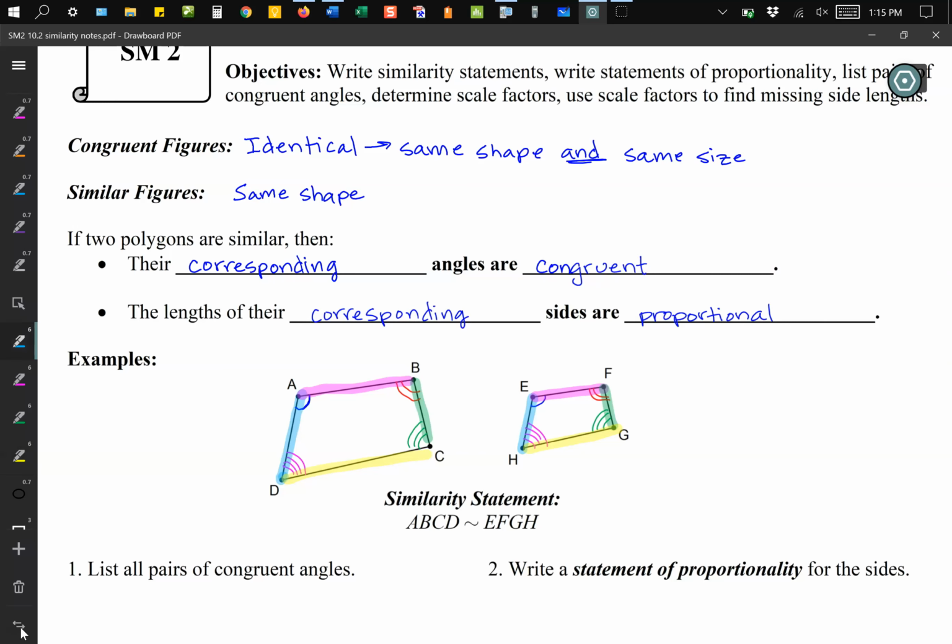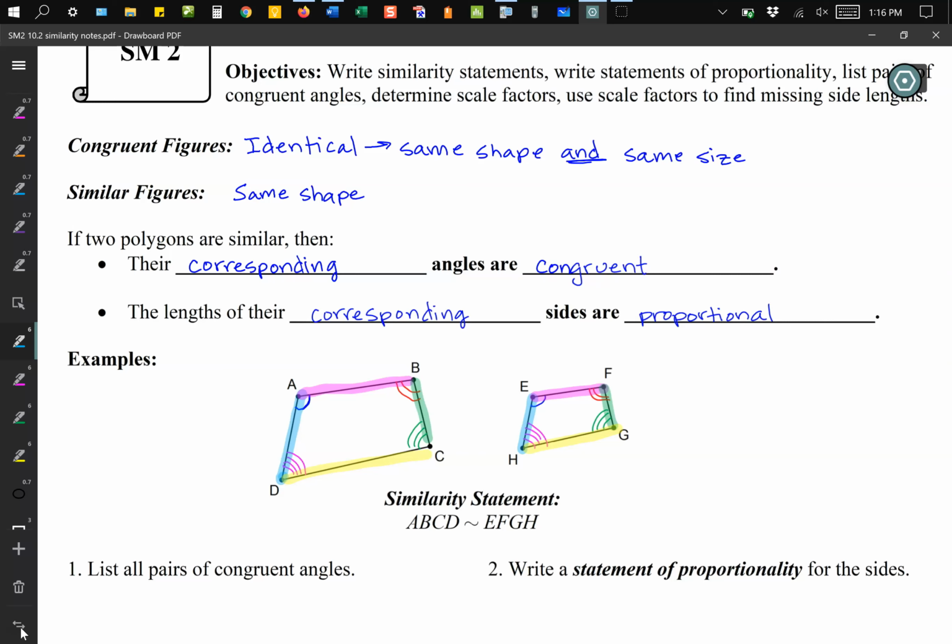So if this blue side is twice as long as this blue side, that means that this pink side has to be twice as long as this pink side. And this green side has to be twice as long as this green side. And this yellow side has to be twice as long as this yellow side. They all have to be twice as long. I can't have this blue side being twice as long as that blue side and this pink side being 1.5 times as long as that pink side, and this green side being 3 times as long as that green side. They all have to be the same ratio.